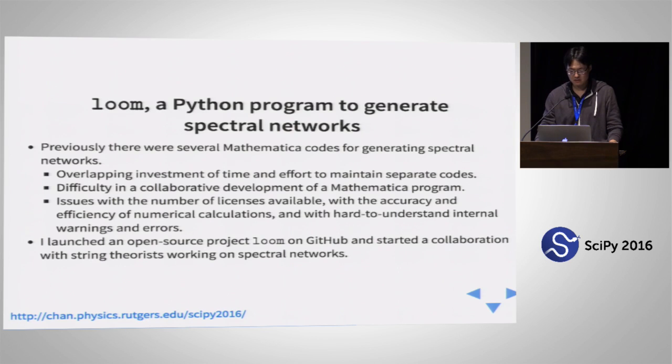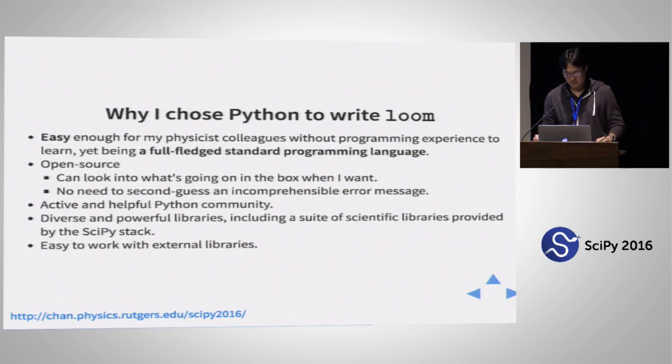And Mathematica is a commercial program, so there's the issue with the number of licenses available. And the numerical accuracy is not that great. Also, its internal warnings and errors were quite hard to understand. So I launched an open source project, Loom, on GitHub and started a collaboration with my fellow string theorists working on spectral networks, in the hope of converging our effort into building one program and sharing that among each other.